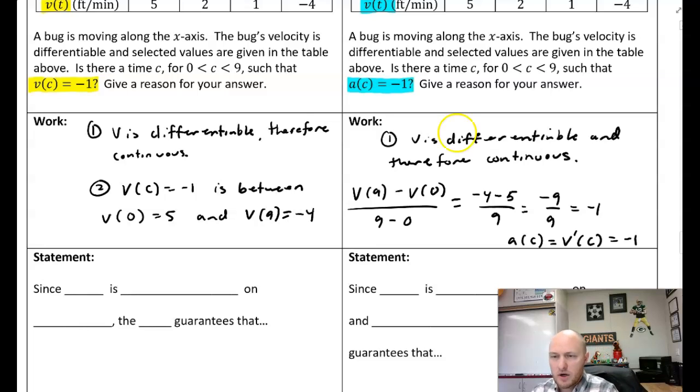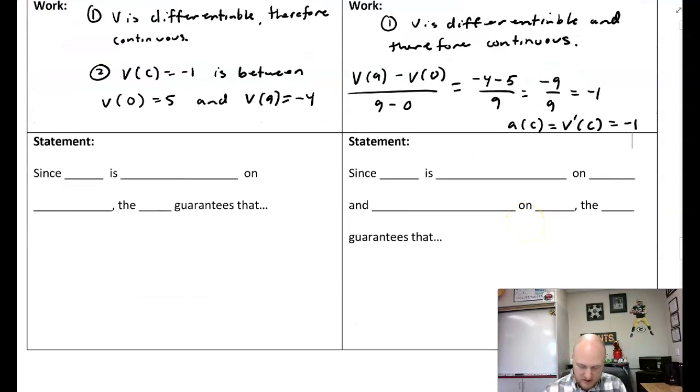So there's the work, right? In this one, intermediate value theorem, you just had to show that this value is in between. Here you have to show average rate of change is equal to instantaneous rate of change, right? That's what they wanted you to show. And then here's our concluding statements.